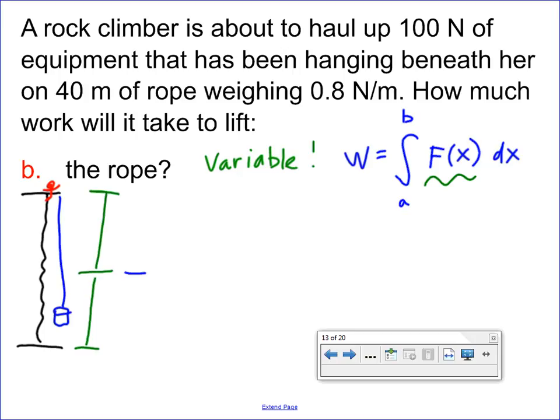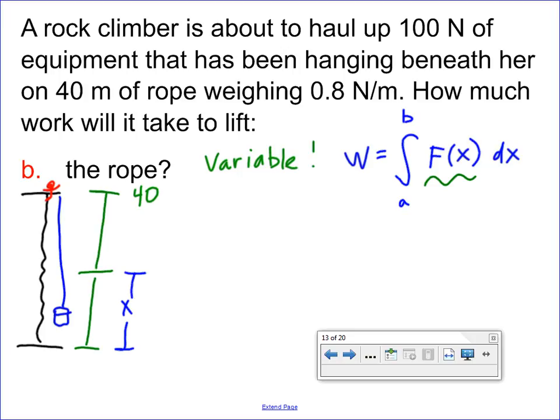If we let a portion of that be X units, and the whole thing be 40 meters, where should I put that? Can we write a variable force function that represents the force or the weight of the rope at a given distance X in the course of the hauling? Well, yeah. If 0 meters have been hauled in, we're all the way at the bottom. How much force would be required?